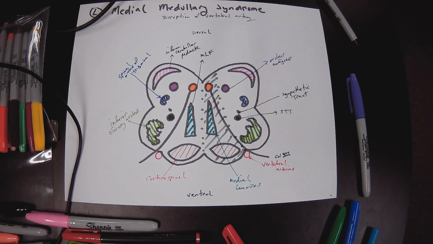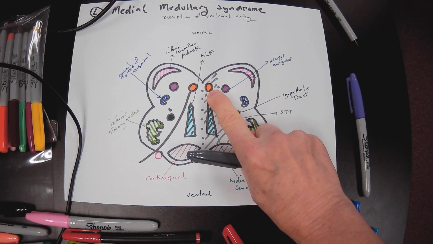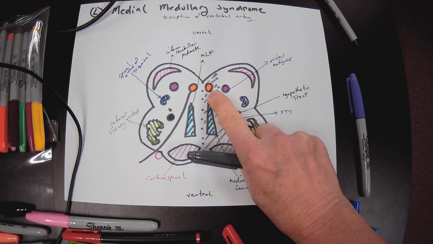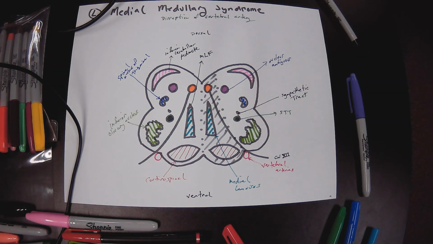So, if cranial nerve number 12, which we've labeled, is disrupted, how's the patient going to present? Yeah, your tongue is going to deviate to the left, right? It's going to point to the side of the lesion.